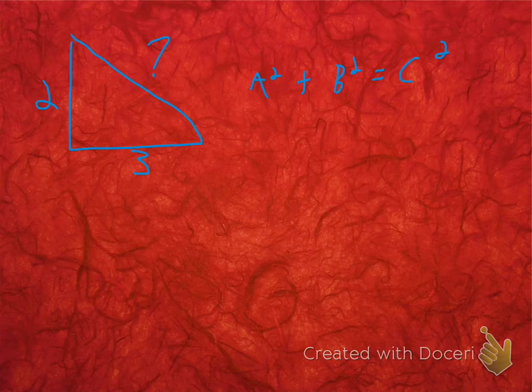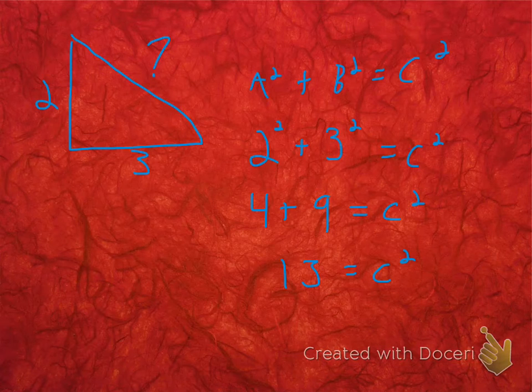Which one of A, B, or C do we not know? C. We don't know what C squared is. What is my A? 2. So we'll plug in the 2 for the A. We've got to keep it squared. And then B is 3, and we've got to remember to keep it squared. What is 2 squared? 4. And 3 squared? 9. So 4 plus 9 equals C squared. 13 is equal to C squared.